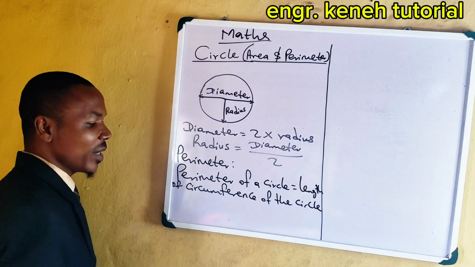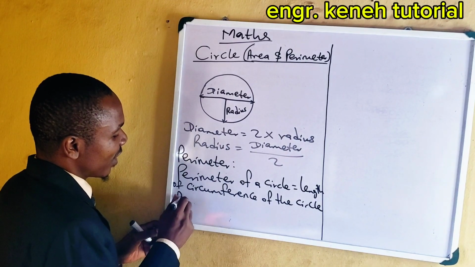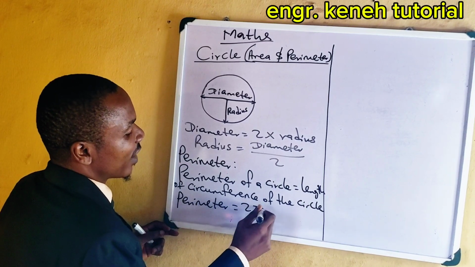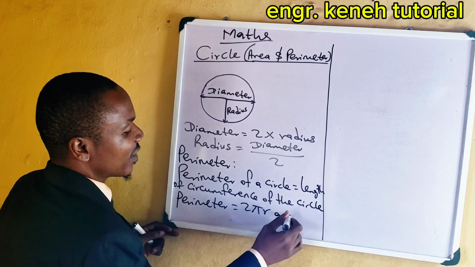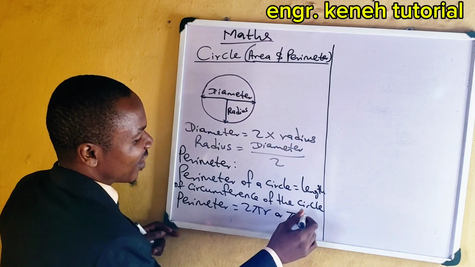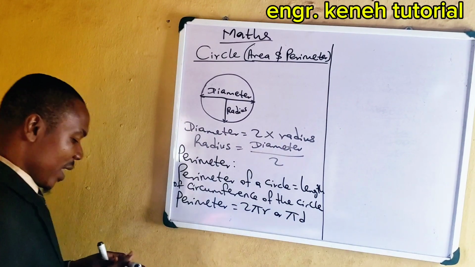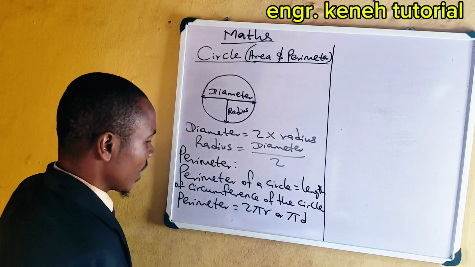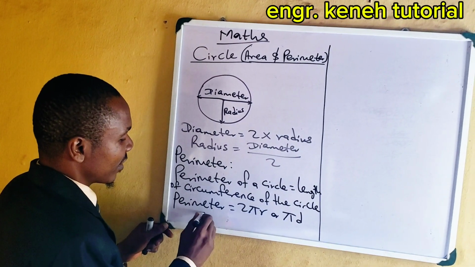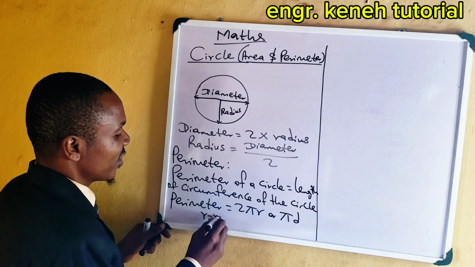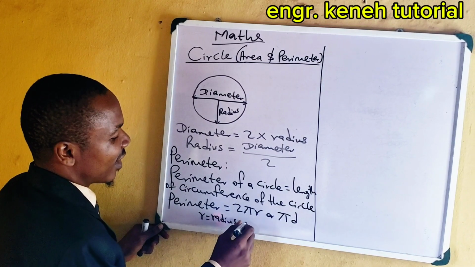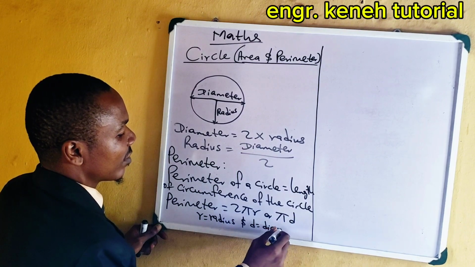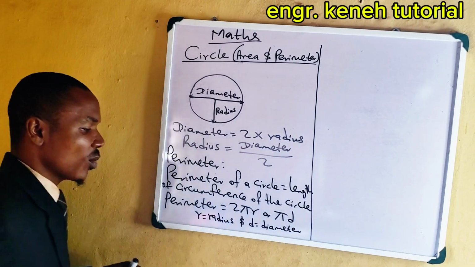And this can be calculated using the formula. Perimeter of a circle is equal to 2 pi r, or we call it pi d. Can you see that? Pi d. Where r is equal to radius, and d is equal to diameter. Can you see that?